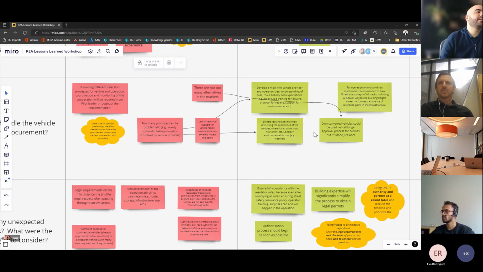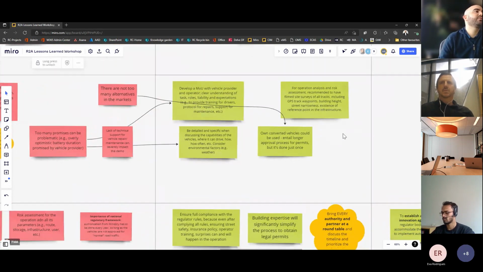Some of the other main success factors mentioned have to do with the operation analysis and risk assessment. It is recommended to have a good set of visual material, filmed recordings and photos of the different sections of the track that was selected, GPS track waypoints, knowing building height, street narrowness, the existence of different reference points in the infrastructure. So to really make sure that all is considered.